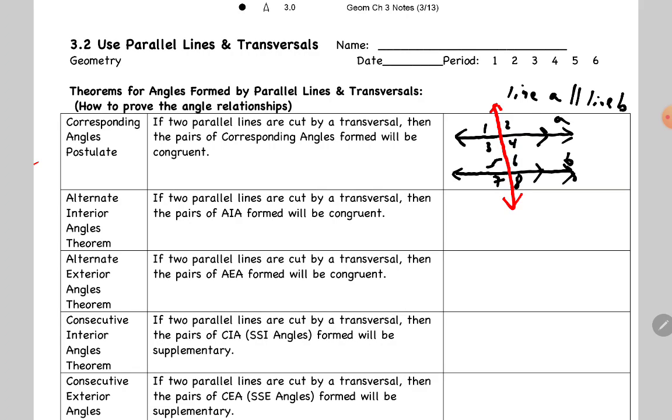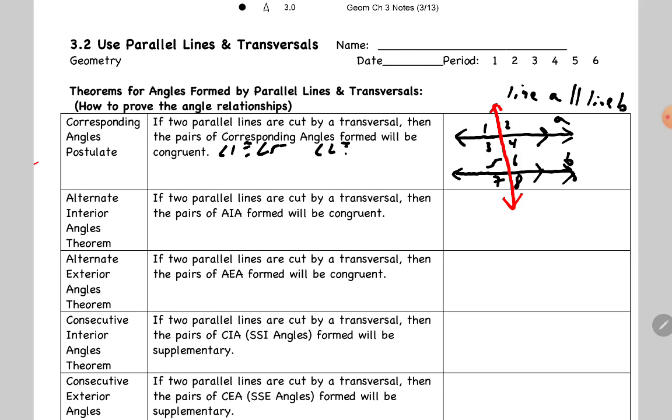So let's look at the corresponding angles postulate. If two parallel lines are cut by a transversal, so line A is parallel to line B, they're cut by the red transversal there, then the pairs of corresponding angles formed are congruent. Remember, corresponding angles means same position. So angle 1 is congruent to angle 5. That means their measurements are the same.